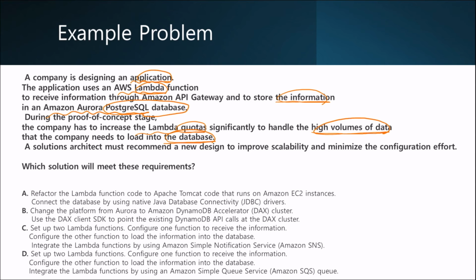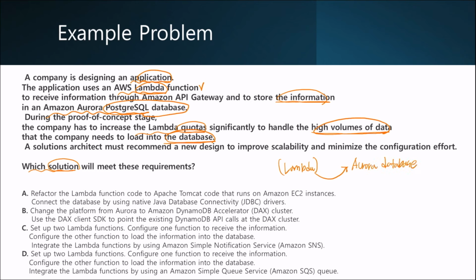A solutions architect must recommend a new design to improve scalability and minimize the configuration effort. So the question is, which solution will meet these requirements? Essentially, we have to use a Lambda function, and so we have to be looking at serverless solutions. Like mentioned in the question, it has a Lambda, and that transfers to the Aurora database.